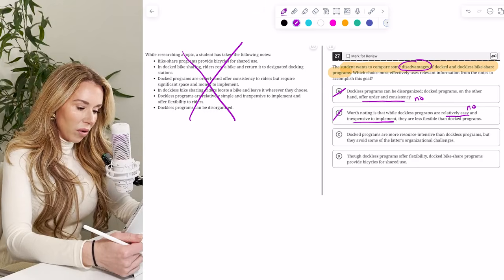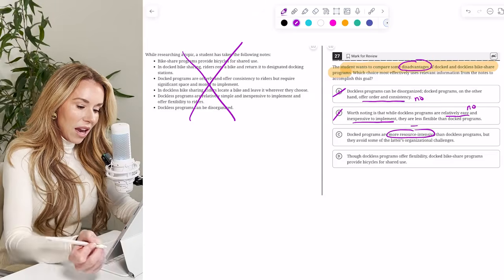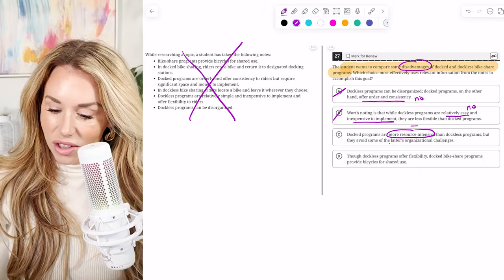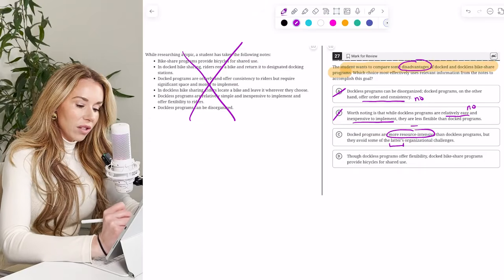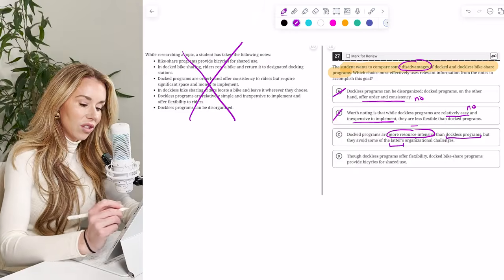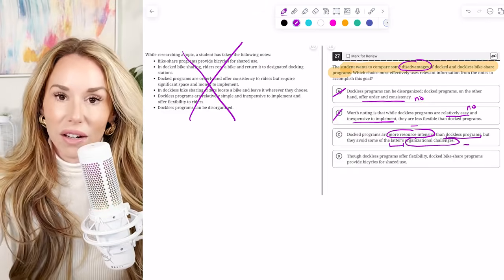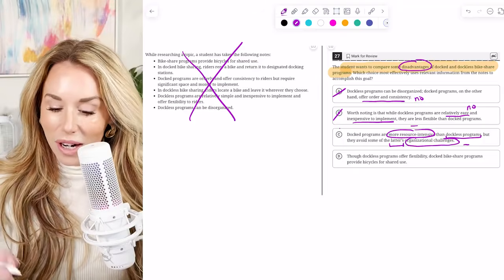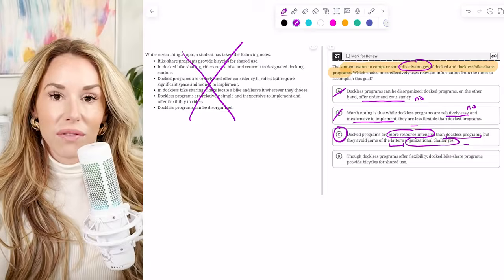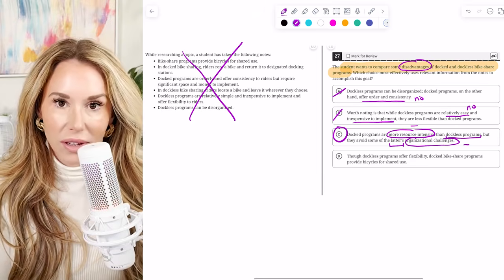C says docked programs are more resource intensive. Okay, that's a bad thing. And then it says, but they avoid some of the latter's organizational challenges. So the latter is referring to the dockless programs because they mentioned it second in this answer choice. And this is a negative for dockless programs. So we get a negative for docked programs and dockless programs. That's the right answer. I'm not even going to read D. I'm so confident in that. I'm going to move on. And then what I might do is flag it to come back to later to check D.